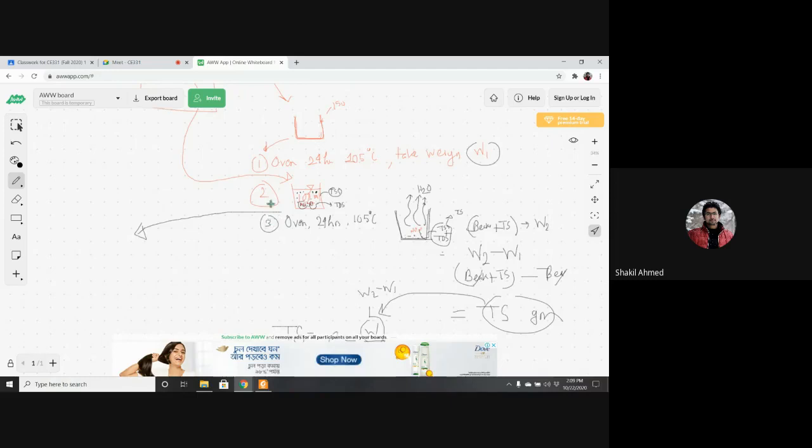Now, before this third step, oven dry, you do another step here. Before doing 3, 1, 2, you have to do another step. That extra step is, now you need to filter this water. You have to filter them out.